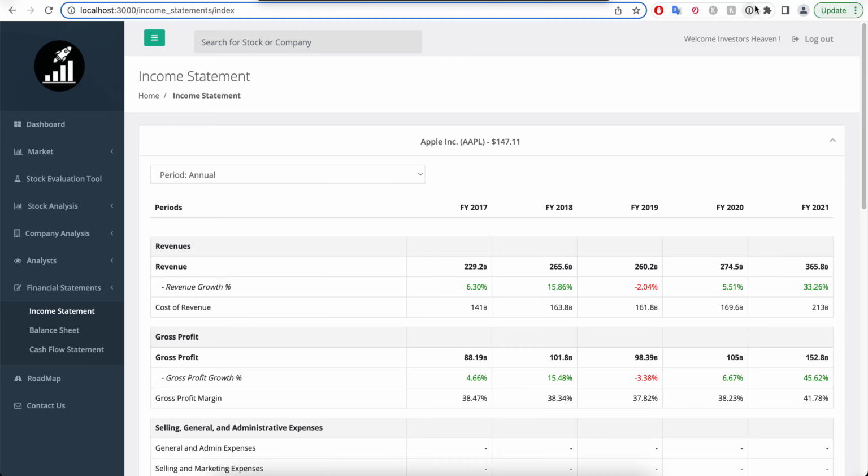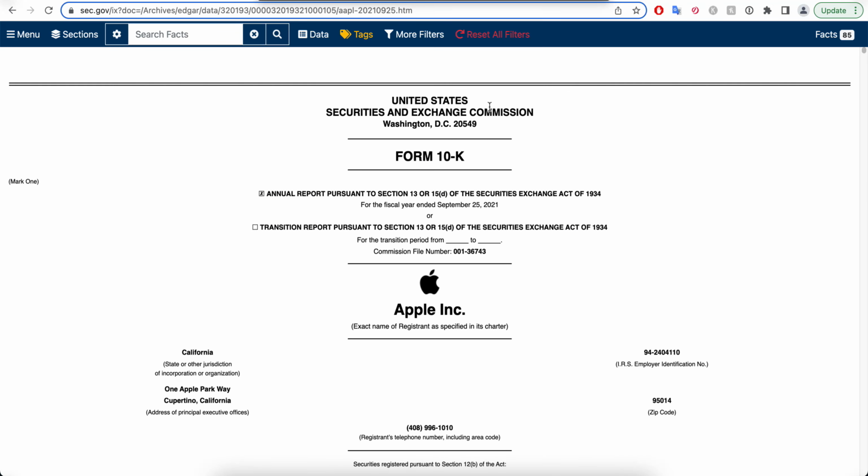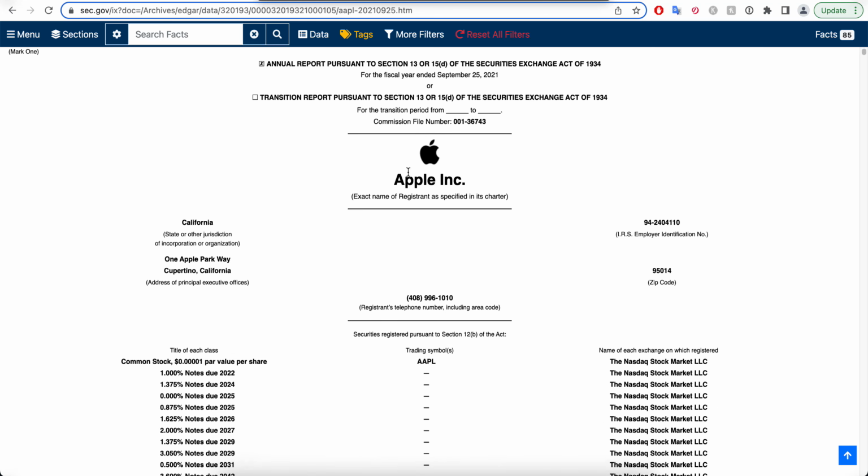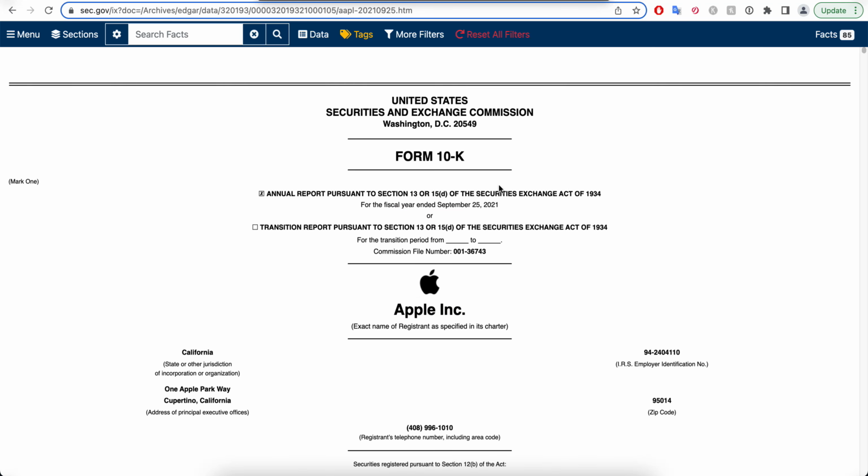Now, if we go back here, you will see that Apple has actually reported that Form 10K for 2021 is the year over here, and we're gonna go through that. This is a report that the company generates and has to report every year, the 10K report. It's an annual report, as you'll see here, for the fiscal year ended 2021 pretty much.